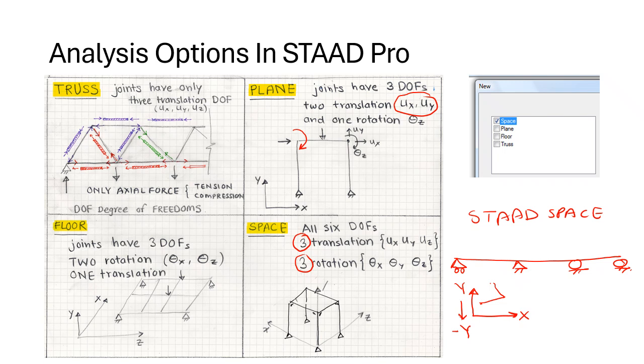And if you want to do a grillage or a floor analysis, which is in the XZ plane, we can write STAAD floor. When we do this, it remembers how much size to allot for each joint, or what the one member matrix size will be.